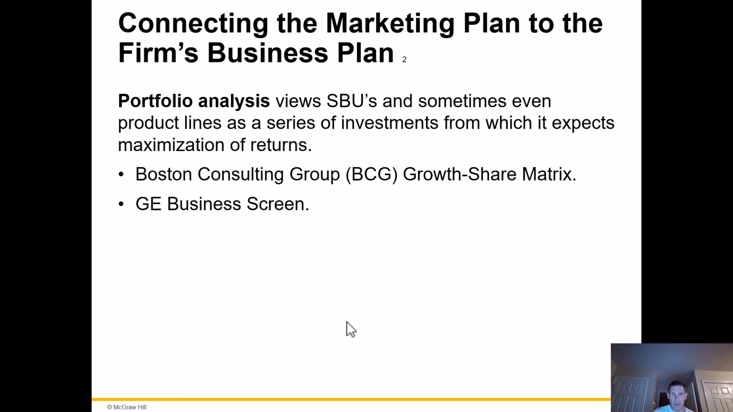Portfolio analysis views SBUs, again, strategic business units, and sometimes even product lines, as a series of investments from which it expects maximization of returns. And a couple of examples of portfolio analysis frameworks are BCG, the Boston Consulting Group's Growth Share Matrix, and more exclusively, GE, the General Electric Business Screen.